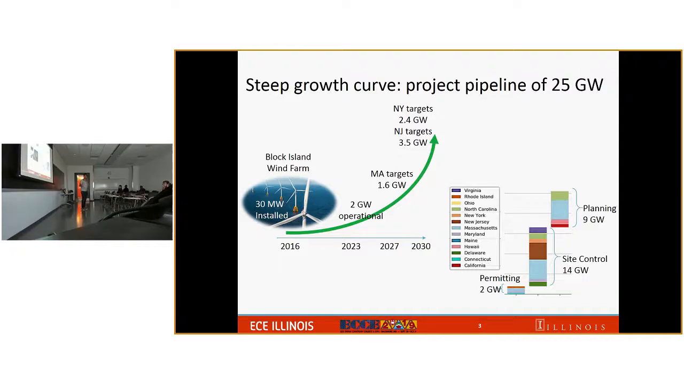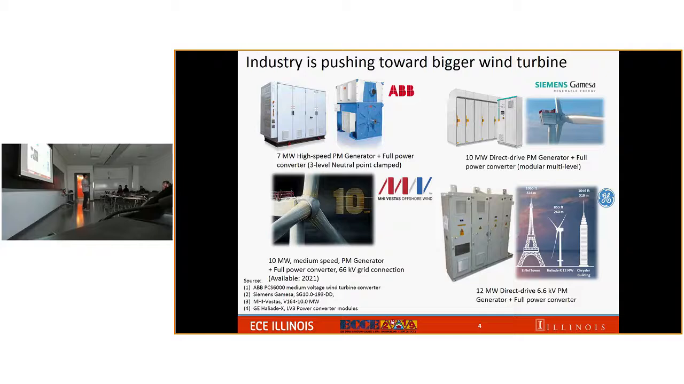In order to capture the trend, the industry has to push toward bigger wind turbines. For example, ABB has a 7 megawatt version, Siemens Gamesa has 10 megawatt, Vestas has 10 megawatt, and GE goes even further to 12 megawatt direct drive.